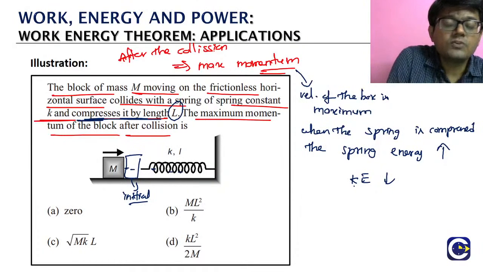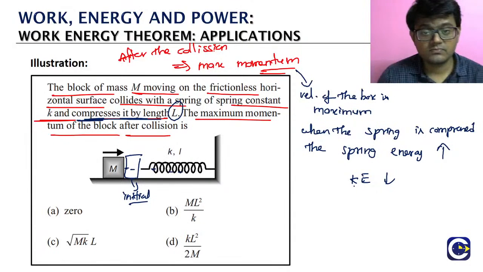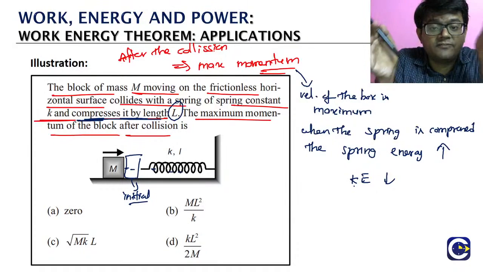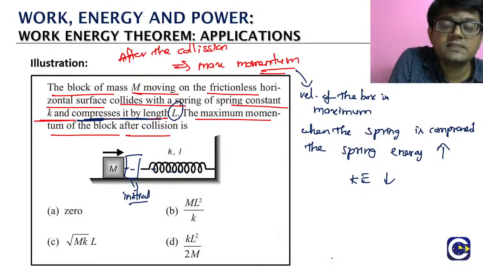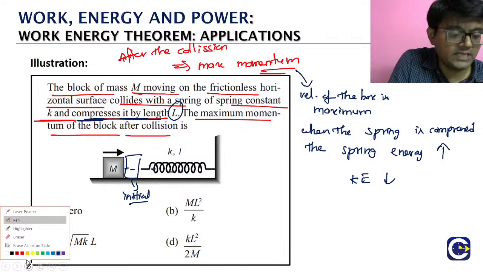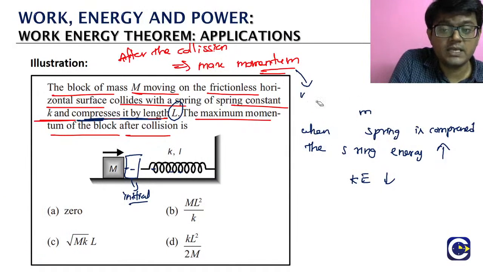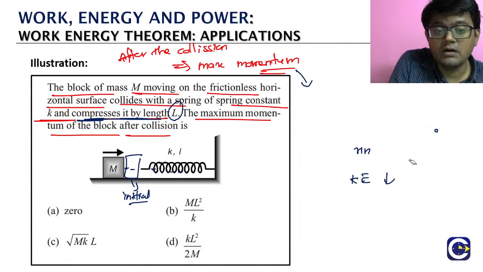So we are looking at where the velocity will be maximum. Velocity will be maximum at the time of collision, the first point, the touch point. That is where the velocity is maximum, which means that is where the momentum is also maximum. Understood? When the velocity is maximum, that is where the momentum is maximum, at the starting point where the block is just touching the spring.